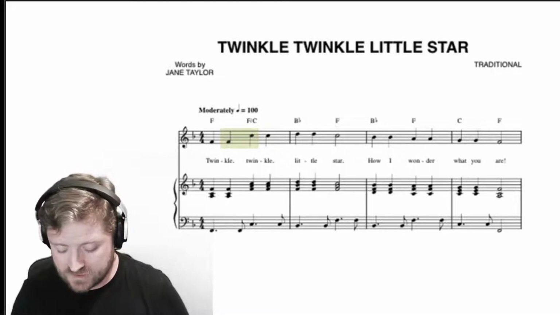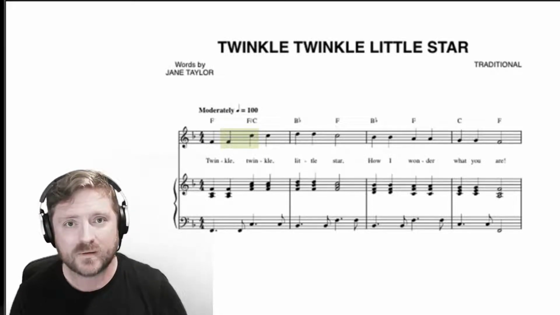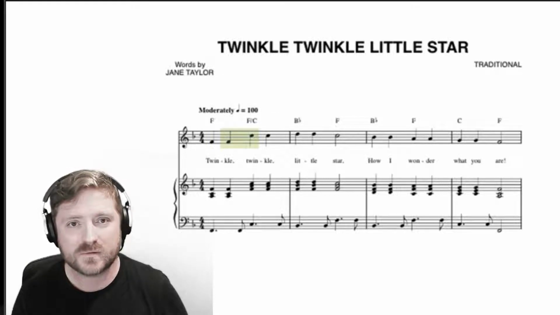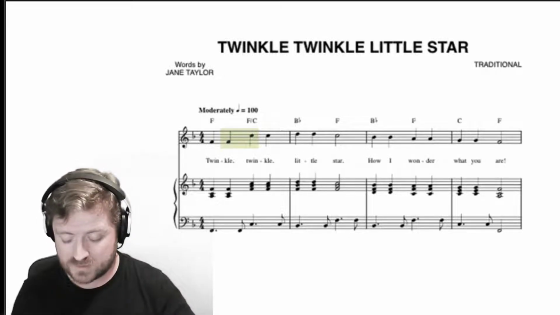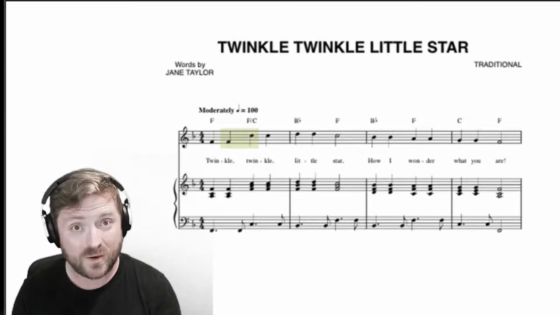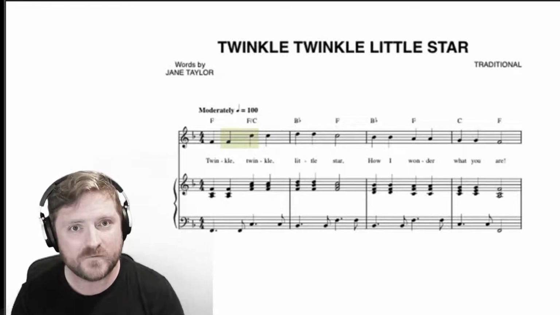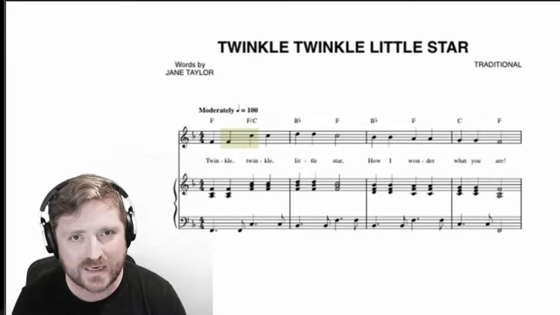Now I'm going to give you just a note. I'm not going to give you the chord. Think about it. Twinkle, twinkle. 2, 3, 4. So it should have been twinkle, twinkle. Very nice indeed. Now, a challenge.